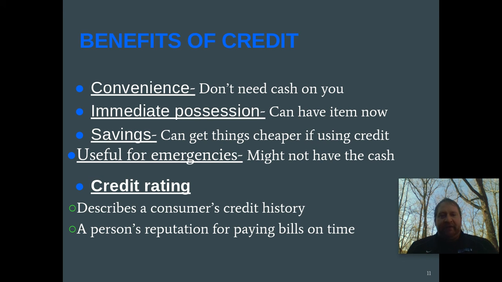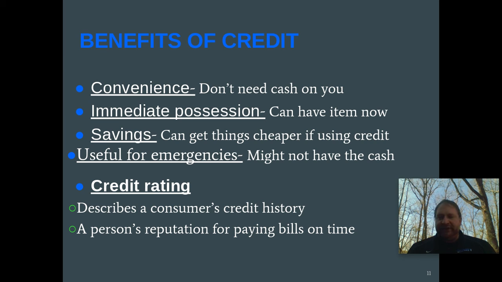Okay, but there are benefits. They are convenient. You don't need to carry a lot of cash with you. We talked about the immediate possession. You can have that item, that thing, that service. You can have it right now. Okay, you don't have to save up for it. Okay, like we used to. You can generally get some things cheaper if you buy it right now and you're using credit rather than pay some fees for handling cash.